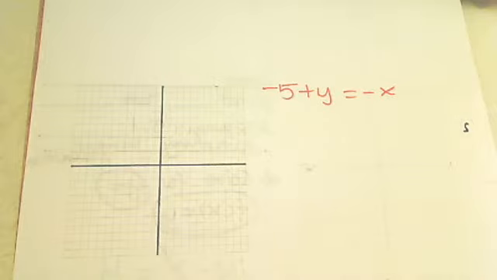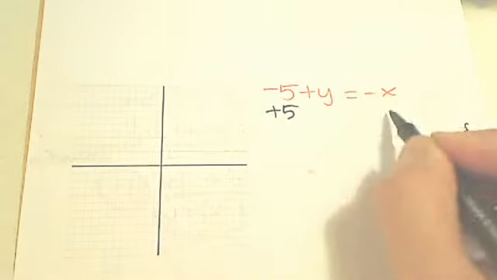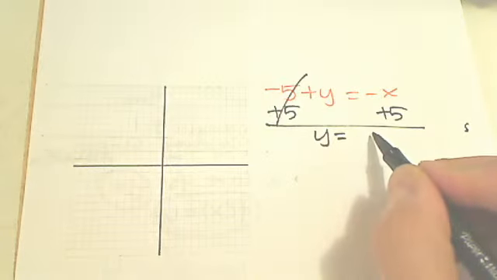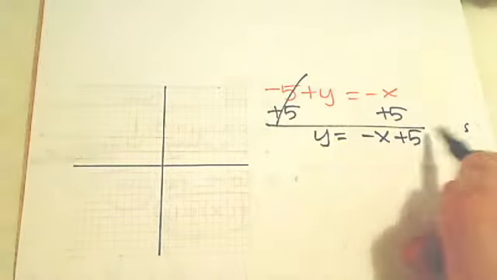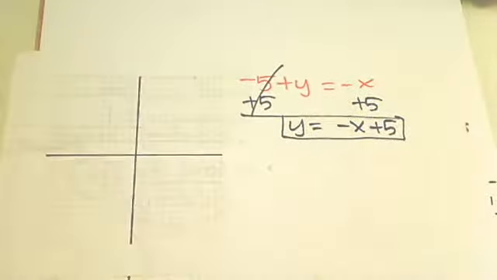So this one, make sure you are very careful about the graphing. I'm sorry, about the substitution. Here, I'm going to add 5 to both sides. Y equals negative X plus 5. Letters and the constant numbers always last. It will make a big difference later on.